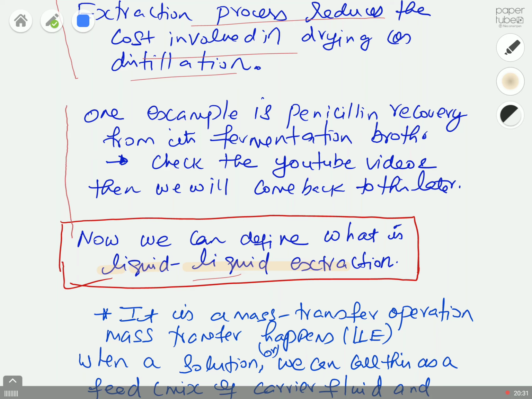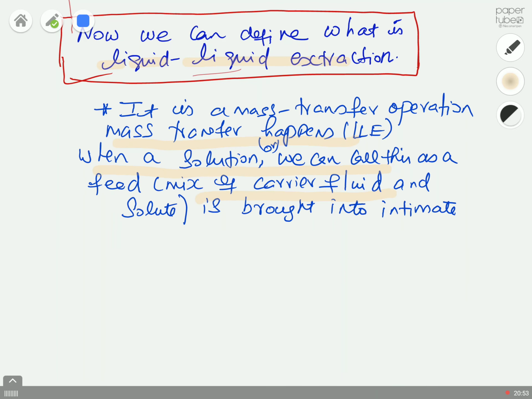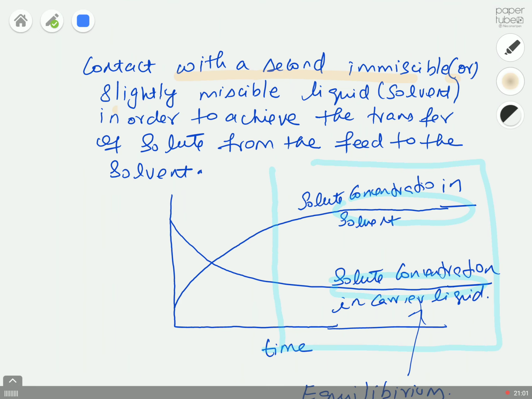It's purely a physical process, no chemical reaction, so the energy involved is very low, and it's purely a mass transfer operation. Mass transfer happens from one side of your liquid to the other side of your liquid. We can call the solution a feed. Feed contains a mix of a carrier fluid and solute. When you bring that feed in intimate contact with a second immiscible or slightly miscible liquid solvent, the solute transfers from the feed side to the solvent side. I think I drew this picture already.